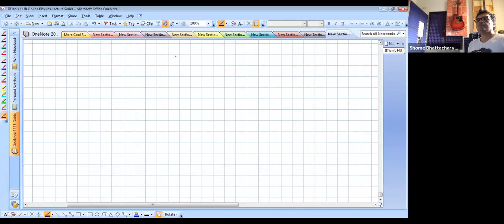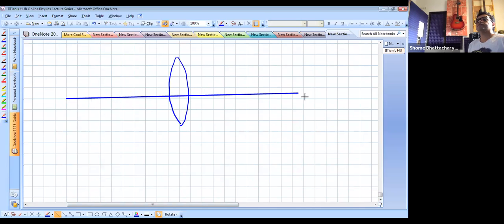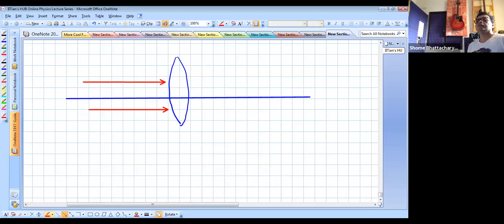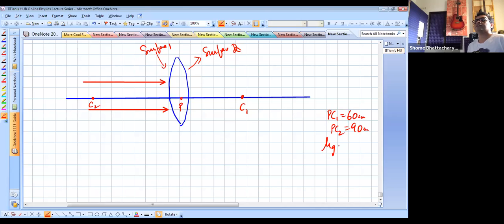First, we'll find the focal length for the given lens. With the Cartesian sign convention, light is incident from this side, because our object is on this side. If it was coming parallelly from infinity from this side, this would be our surface 1, and this would be surface 2. The first surface is part of this whole sphere, so its center of curvature C1 is located somewhere here, and this surface has a radius of 60 centimeters, so PC1 is 60 centimeters. The second surface has its center of curvature here, so the distance PC2 is its radius, 90 centimeters. And the refractive index of glass is given as 3/2.